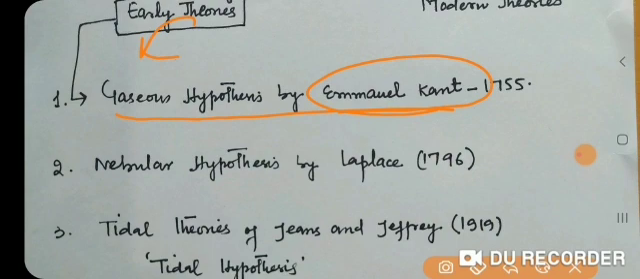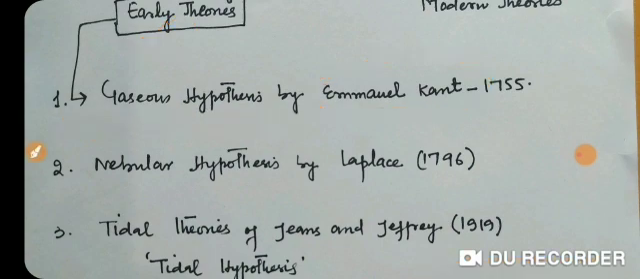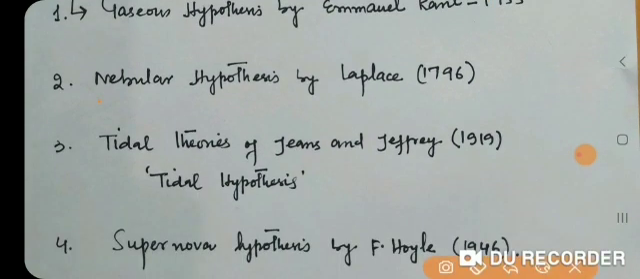This story failed because Immanuel Kant could not explain how the hard particles were formed by the supernature. What is the supernature? Where did these hard particles come from? That was not explained by Immanuel Kant. So this theory was discarded and the next theory came, the nebular hypothesis by Laplace.